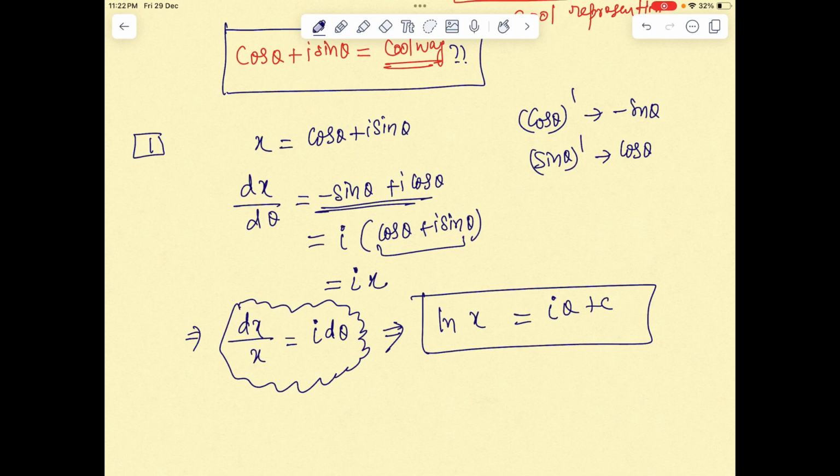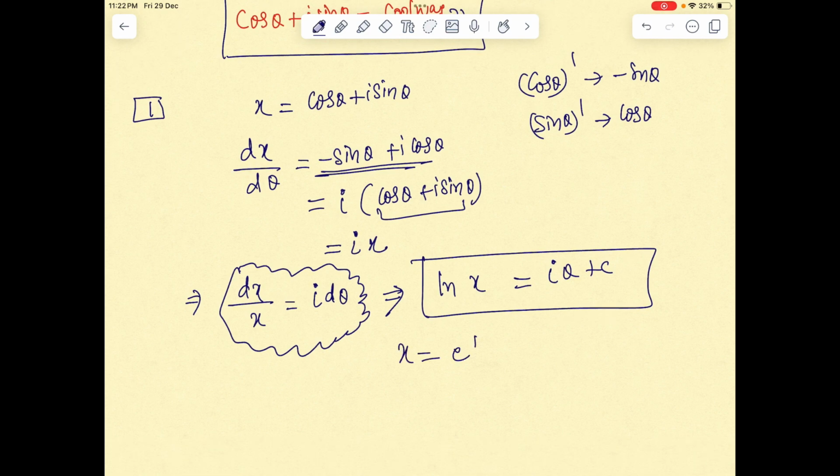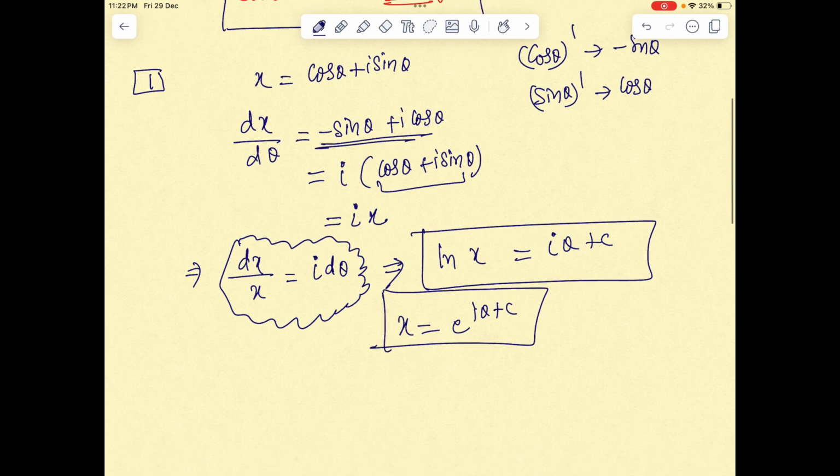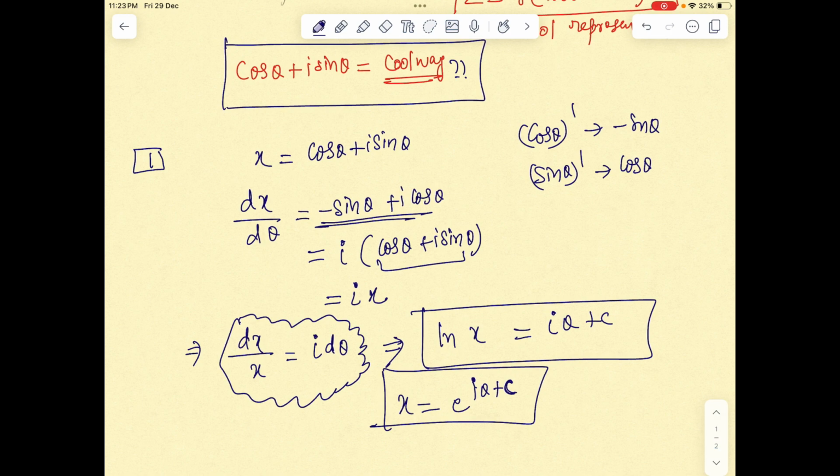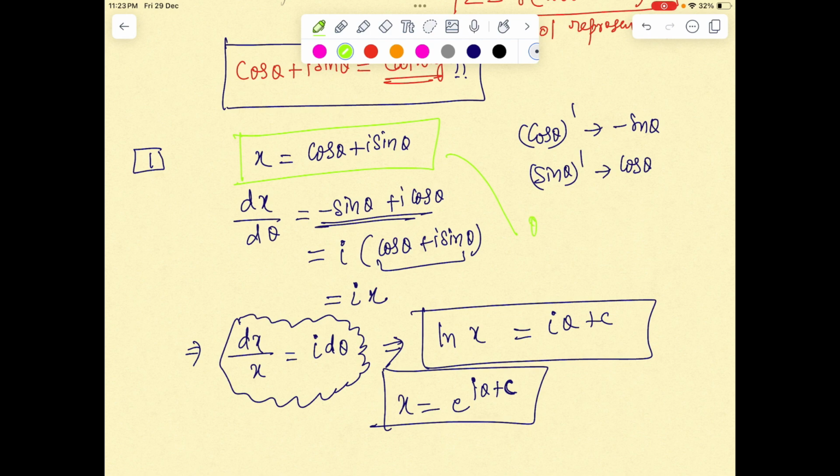To be more specific, you'll get ln mod x, but I'm not taking that. So x is e to the power i theta plus c. So even casually we can see we have one arbitrary constant c here. The initial equation was x equals cos theta plus i sin theta. So here if I keep theta equals 0, we are going to get x equals 1. So the boundary condition is theta equals 0 gives x equals 1.